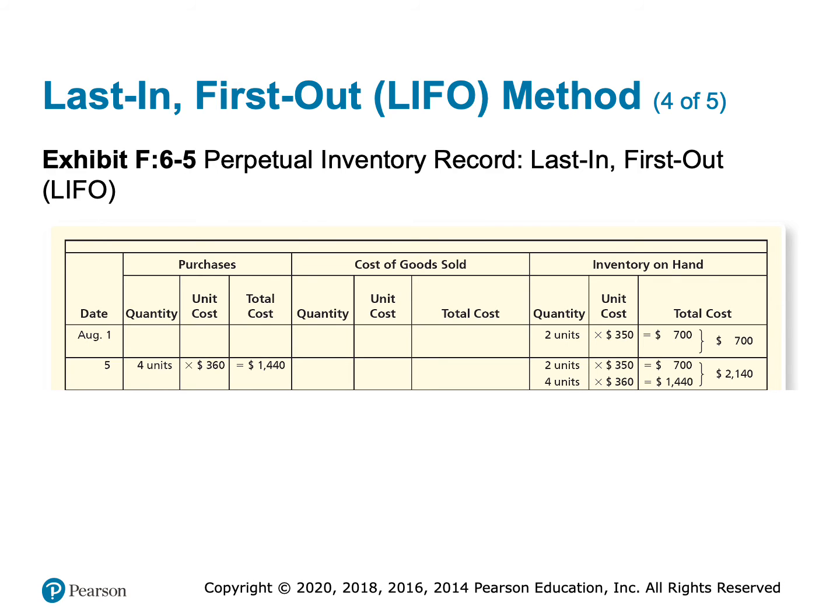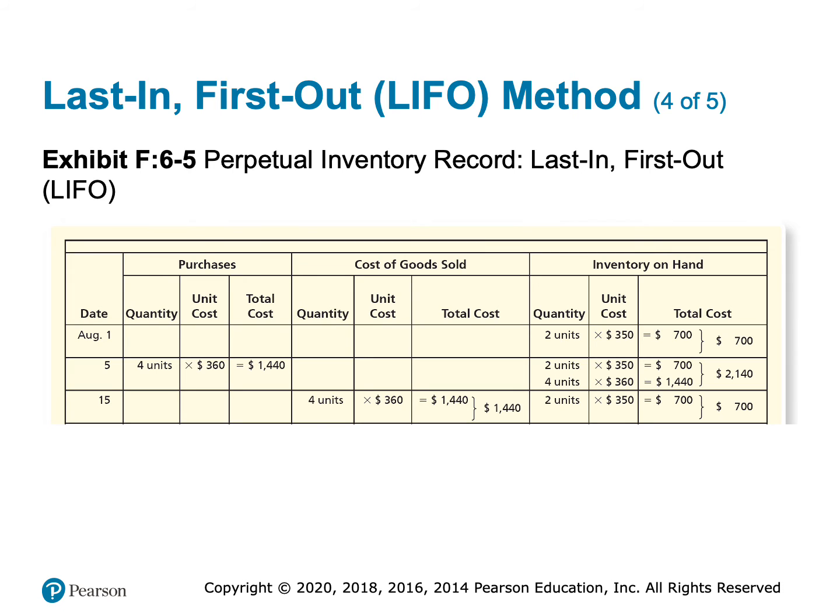Nothing's changed yet. But now, in the next entry, when we're told that we sold 4 units, under LIFO, we're assuming we sold the 4 newest units. So our cost of goods sold is 4 units at $360. And so what's left on hand is still those 2 old $350 units. So we're assuming that when the customers picked up the 4 tablet computers, they grabbed all 4 of the new ones and left the 2 old ones.